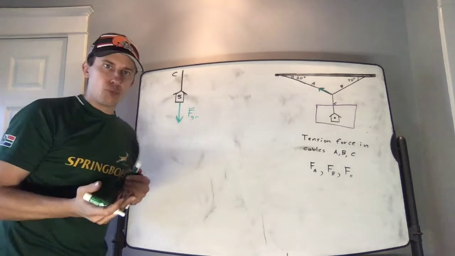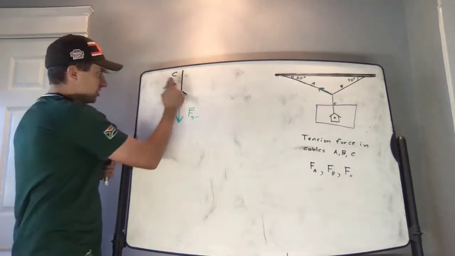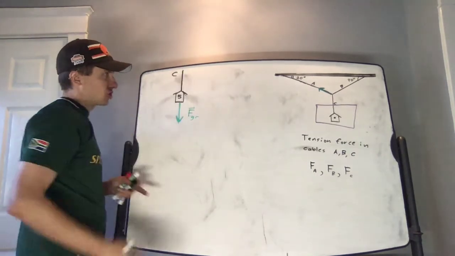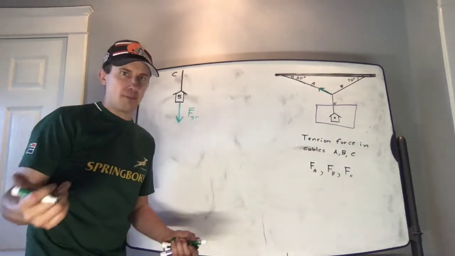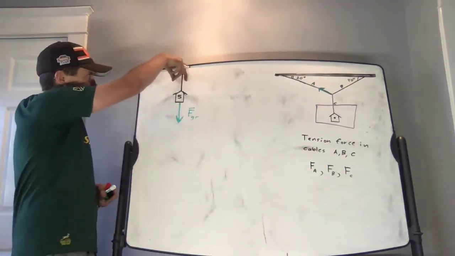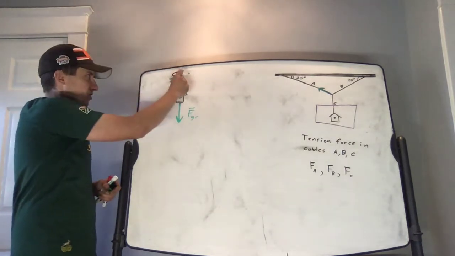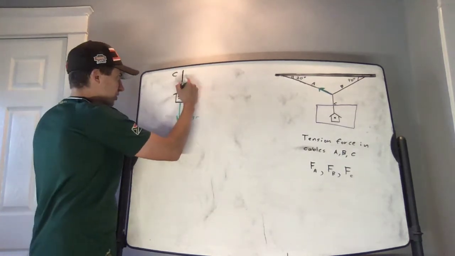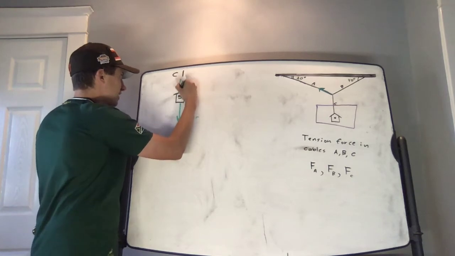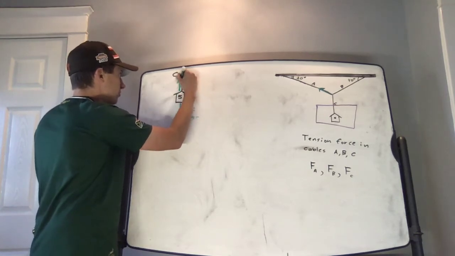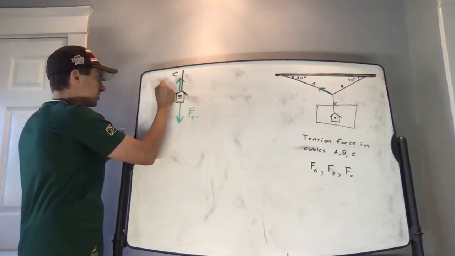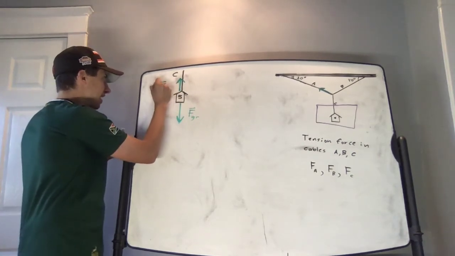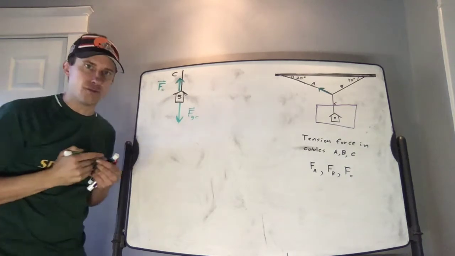And there is an upward force because cable C is attached to the birdhouse, and ropes only pull, they cannot push. So in this case, if the rope is exerting a force on the birdhouse, that force must be along the cable. So the tension in cable C on the birdhouse is going to be straight up. I'm going to call this the force in cable C. And FC, as I said, is a tension force.